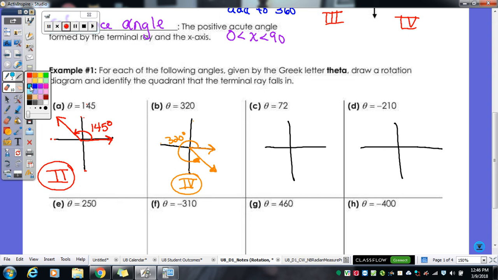Showing which direction it's going in. Okay, 72. What quadrant are we going to be in? Quadrant 1. No, the reference angle would be 72. In quadrant 1, the angle is its own reference angle. But we'll talk about that later. Right now, we're just practicing figuring out where the angles are. So one thing at a time.